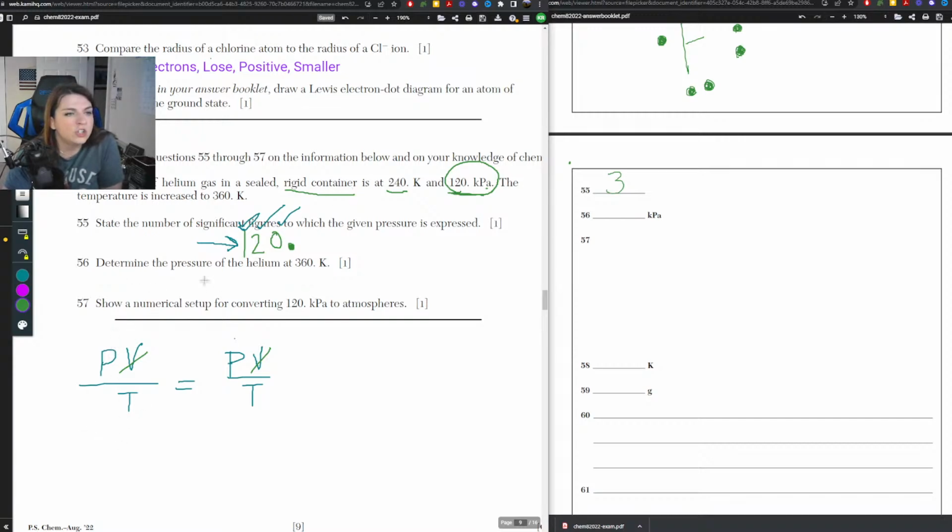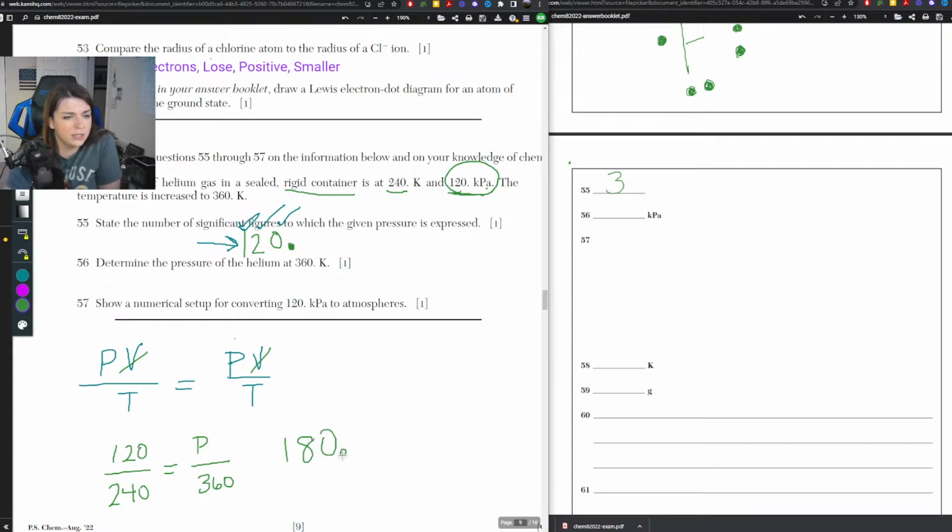The volumes are held constant because we are in a rigid container. And my original pressure was that 120. We have 120 kilopascals over the original temperature of 240. And then this is going to be equal to some new pressure over the new temperature of 360. 180 should be the answer. You cross multiply and solve for P. 120 times 360 is 43,200. Divide that by the 240. And yes, it is 180 kilopascals.